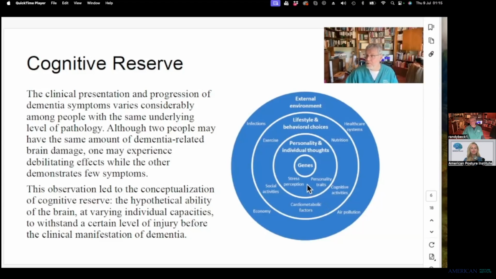Then we get into personality and individual thoughts. So what is your stress perception level? What are your personality traits? And then, of course, the genes are in the middle. So genes can strongly influence some of this cognitive reserve.